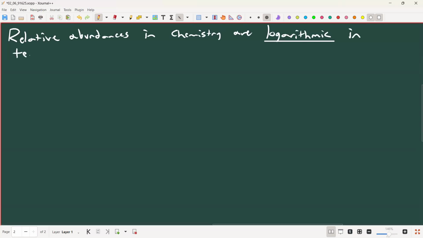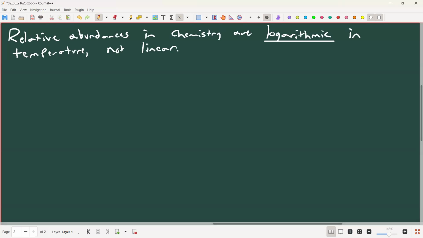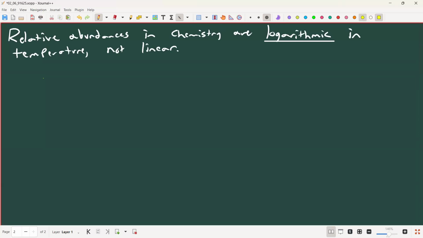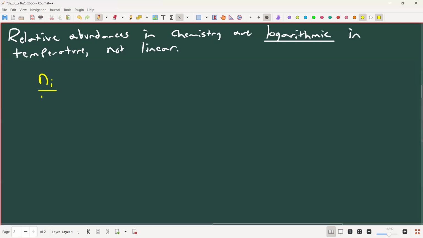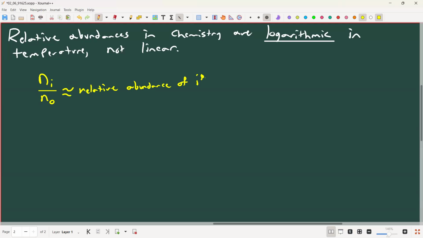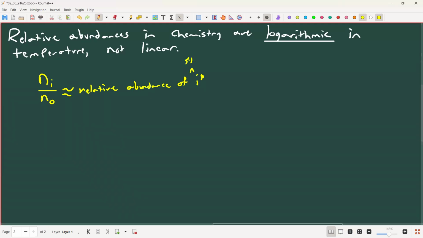In temperature, not linear. Right? Temperature is a logarithmic scale, not a linear scale. And the reason is very clear once you look at it in a specific way. We could say that Ni over N0, right? This is basically the relative abundance of I, whatever element I is, state I. And that's equal to e to the minus delta E over KT.